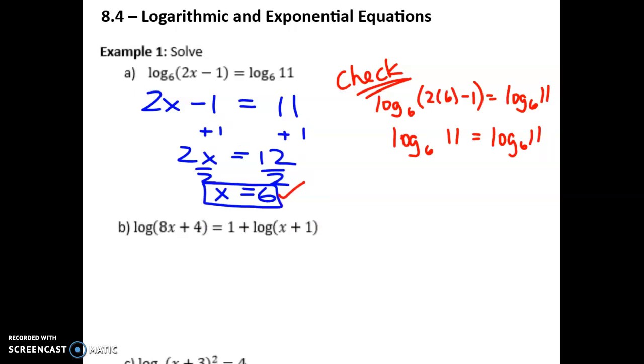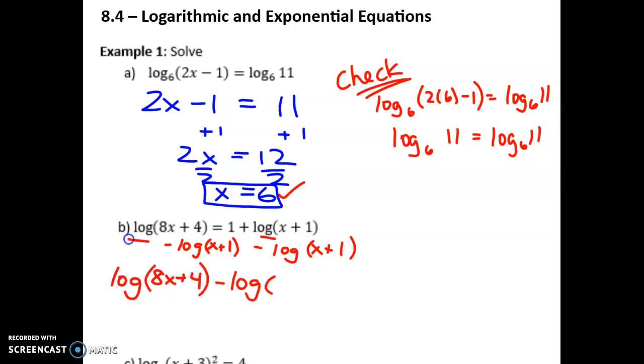Alright, so for this one, we have a log on both sides, but there's actually another number on the one side as well. There's a 1 over there. So we can't just remove the log, because there's no log with that 1. So our strategy here is I'm going to try to combine the logs. So since this log is adding, I'm going to subtract log of x plus 1 to the other side of the equation. So what I end up with here is log of 8x plus 4 subtract log of x plus 1, and that's going to equal 1.